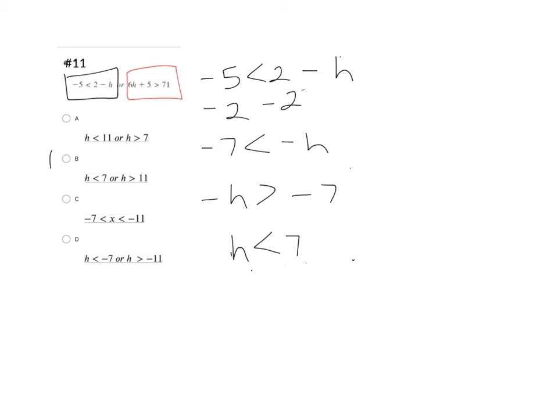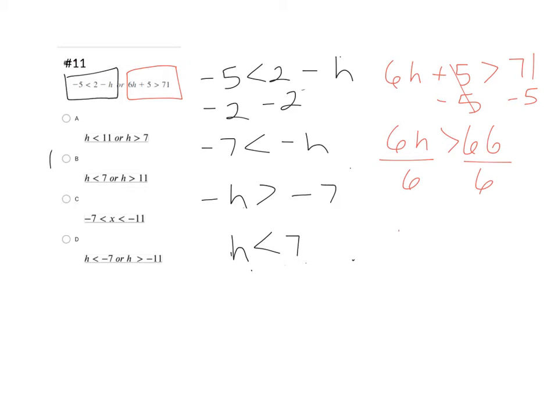On the right side, I've got 6h plus 5 greater than 71. I'm going to subtract 5 from both sides. 6h is greater than 66. Then I'm going to divide both sides by 6. I get h greater than 11. So this is what we're looking for. Not the bottom one. Not C, it's got the negatives. Not A. It is letter B.